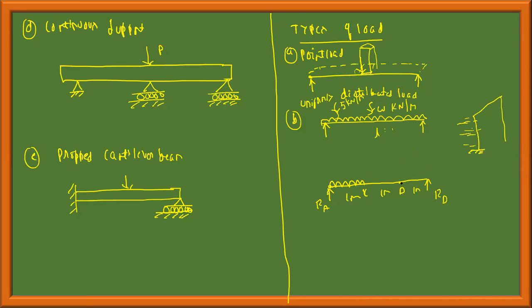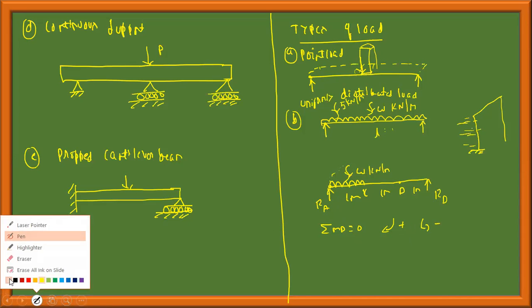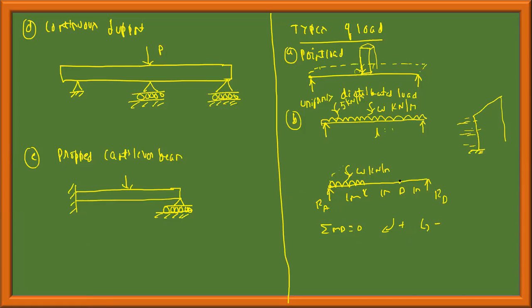Now assume that I am taking the moment at point D. I want the summation of moments about point D. Say this is W kilonewton per meter. I will assume clockwise moment as positive and anti-clockwise moment as negative. If I take the clockwise moment, RA is bending the beam like this from this point. This is an anti-clockwise moment, this is a clockwise moment. RA into this distance is a clockwise moment.